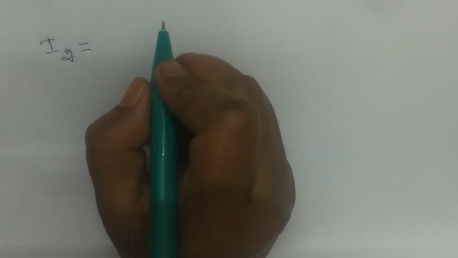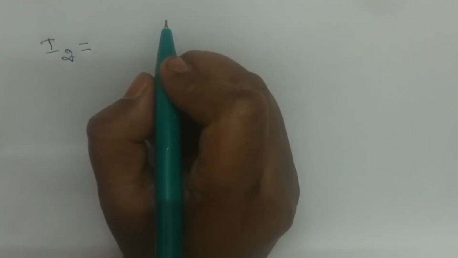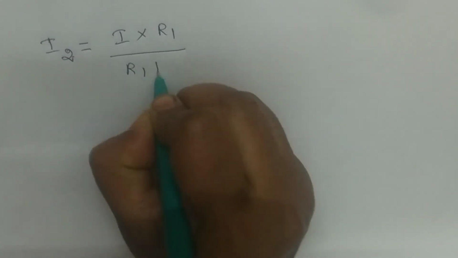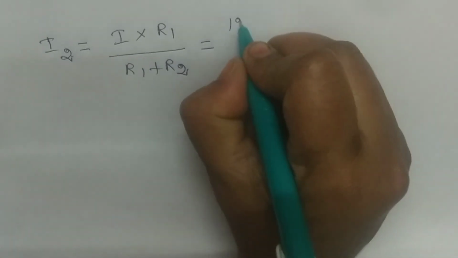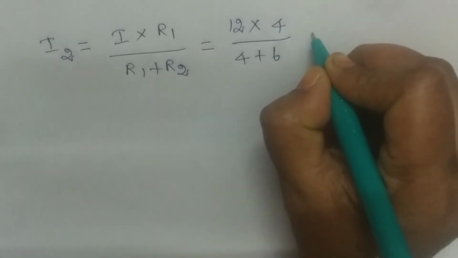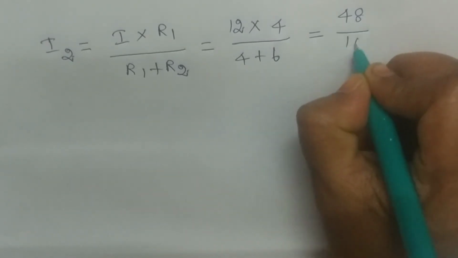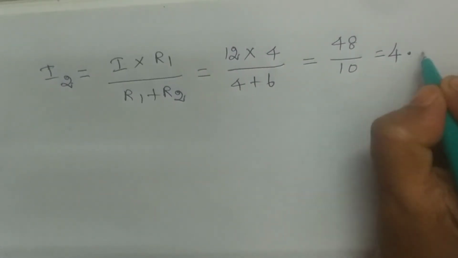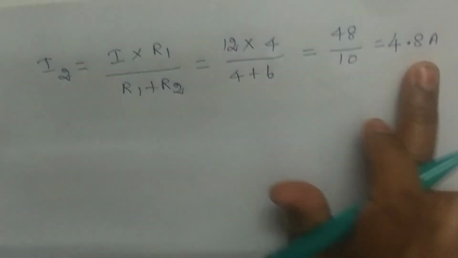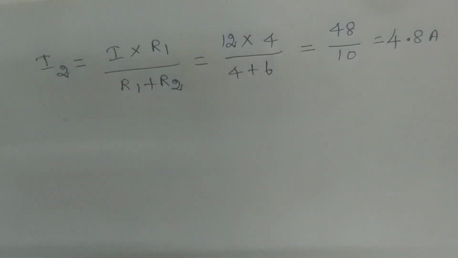Then we find the current flowing through the other resistance R2. It is I2. The same formula we have to use: total current into opposite resistance, divided by the sum of the resistances. Total current I into opposite resistance R1, divided by R1 plus R2. Total current is 12 into R1 is 4, divided by 4 plus 6, which is equal to 4.8 amps. So the current flowing through resistance R2, I2, is 4.8 amps.